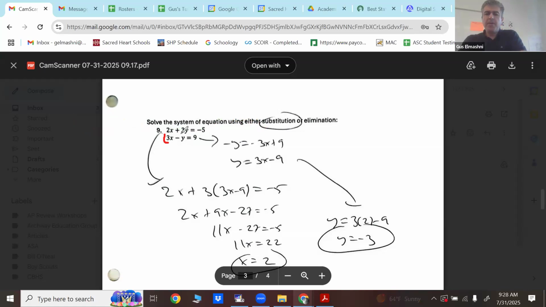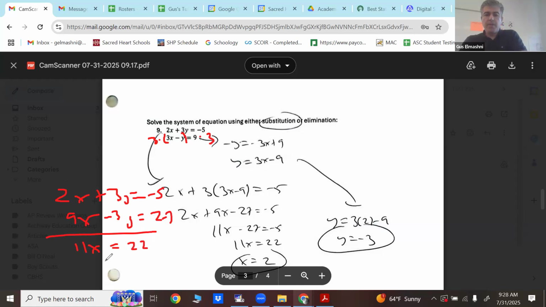I can't remember. If you do elimination, you could maybe eliminate the y's, multiply the second equation by 3. So then you get 2x plus 3y equals negative 5, and 9x minus 3y equals 27. 11x equals 22. X equals 2. If x equals 2, then y will equal negative 3. So you can plug it back into the equation and solve for y. So cool.